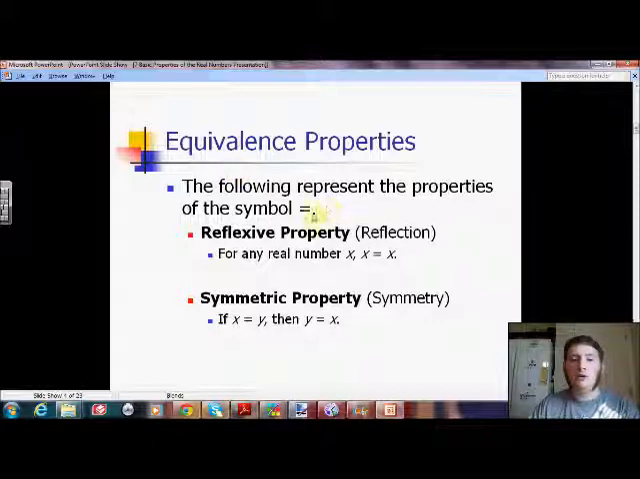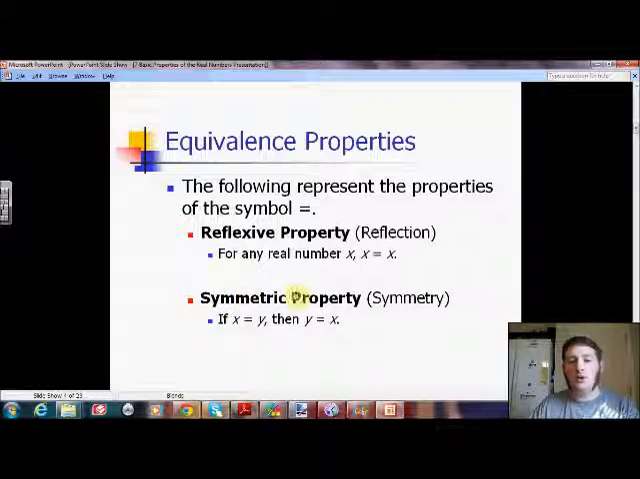And so we're going to start with properties of the equal sign, which are called equivalence properties. The first one is the reflexive property. And then whatever I put in parentheses here is kind of my attempt to help you memorize these. So when I say reflexive property, think reflection. The reflexive property says that for any real number x, x equals x. It's like x looks in the equal sign, it sees its reflection, it sees itself.